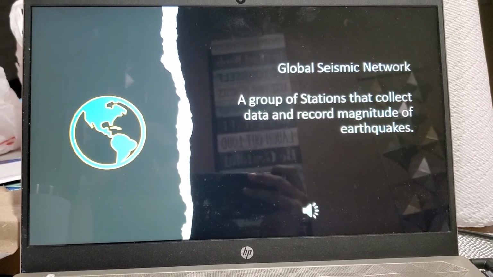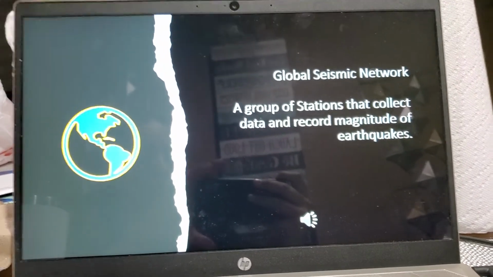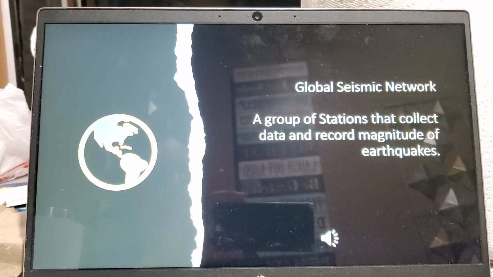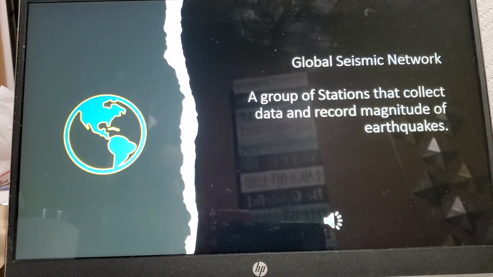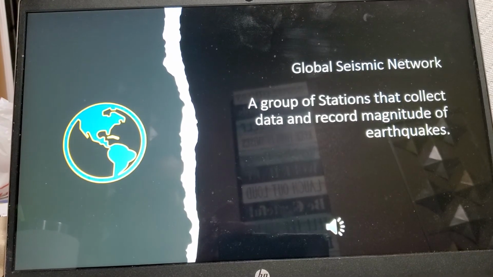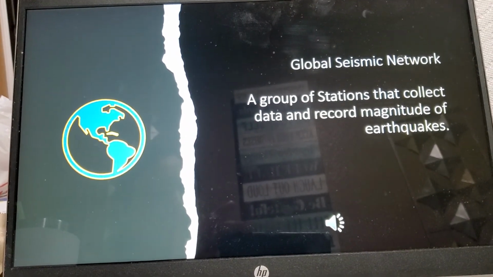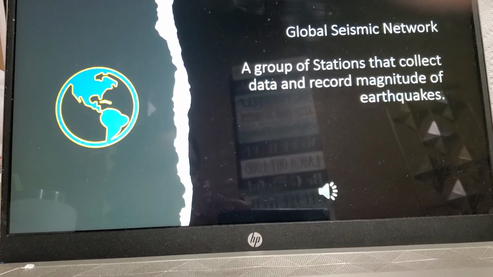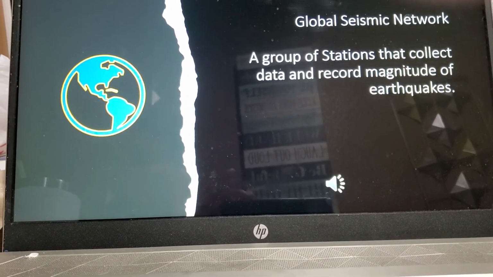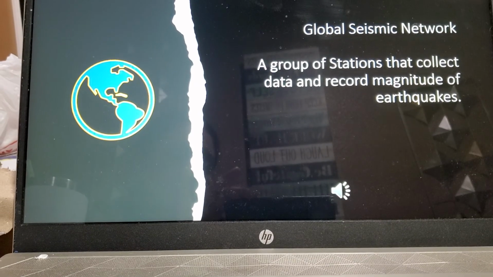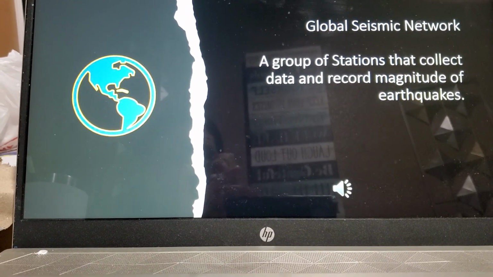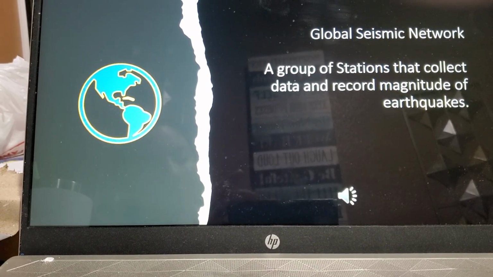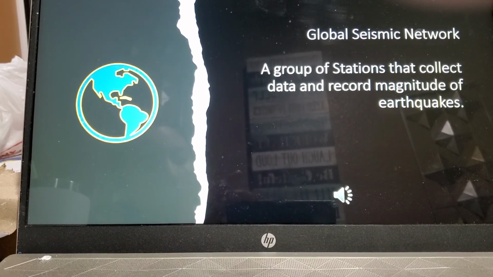The Global Seismic Network is a group of stations that collect data and record the magnitude of earthquakes. There are only 150 modern stations in over 80 countries. The USGS, which stands for the United States Geological Survey, is the only federal agency responsible for recording and reporting earthquake activity. It is known that most earthquakes occur along the edge of oceanic and continental plates.